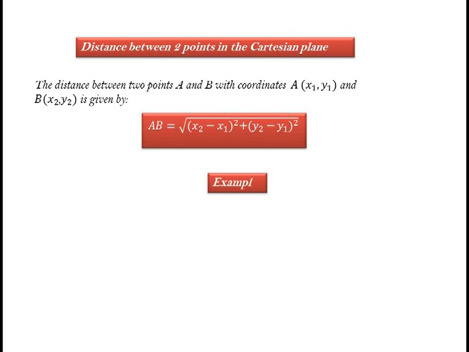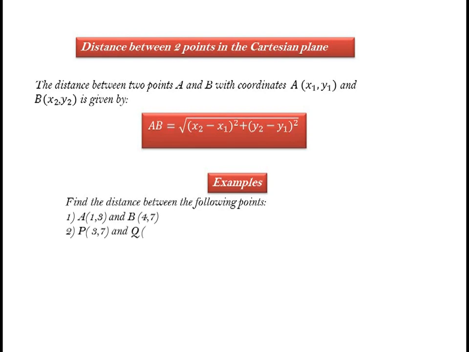Now let's do this example so that we know what it means. Find the distance between the following points: 1, A (1, 3) and B (4, 7); 2, P (3, 7) and Q (7, 1). Okay, let's look at the first example: 1, 3 and 4, 7. Solution.